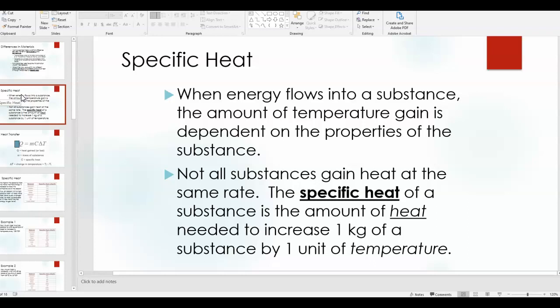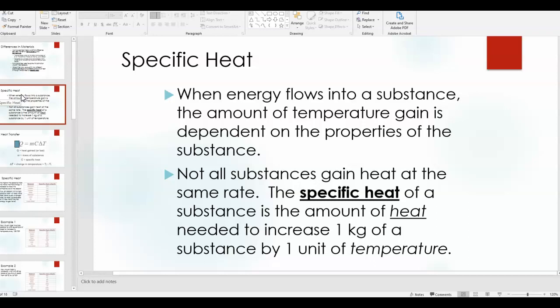So when you heat something, it should be pretty common sense that when you add heat to an object, the object is going to gain temperature. It's going to increase in temperature because those atoms are going to gain kinetic energy, and as they gain kinetic energy, the average kinetic energy is also going to increase. You heat something up, the temperature goes up. Common sense. But you should probably know that not all substances gain heat at the same rate. And so the way we quantify that is through the idea of specific heat.